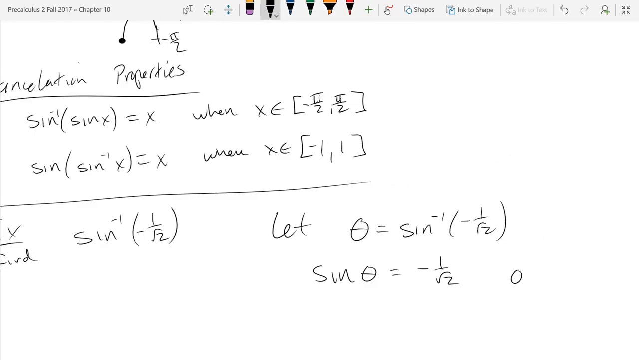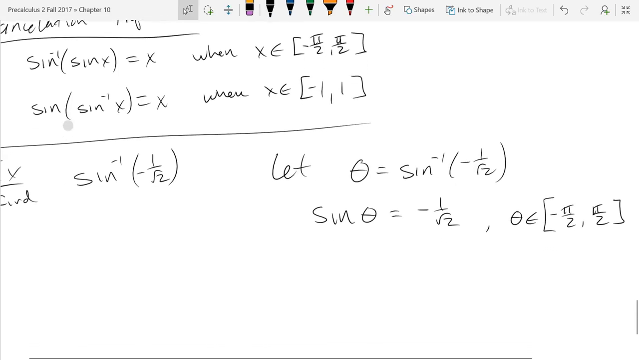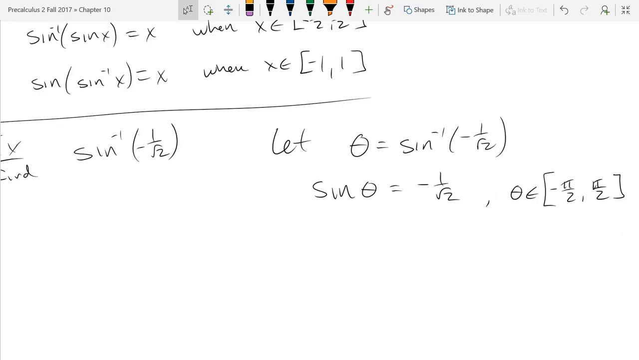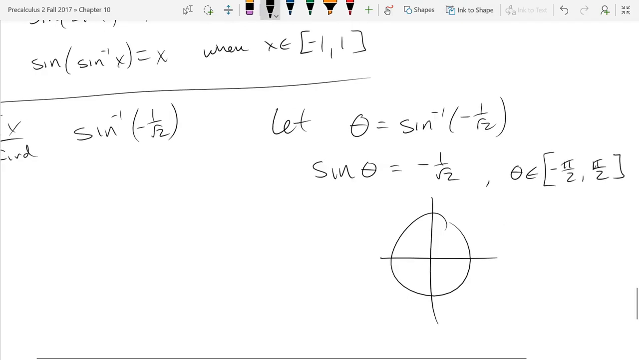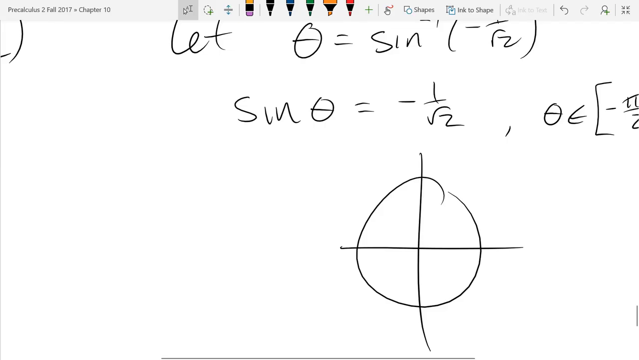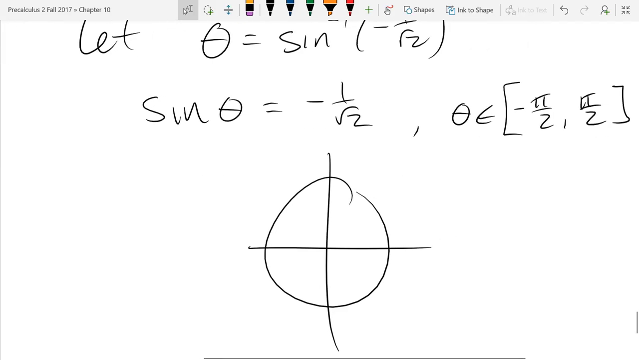We also have to be careful and be sure that theta is between negative pi over 2 and positive pi over 2. So what angle has a sine of negative 1 over square root 2? We have to be in quadrant 4, because we're negative. And what angle in quadrant 4 has this y value? Negative pi over 4. It's the halfway point in quadrant 4.